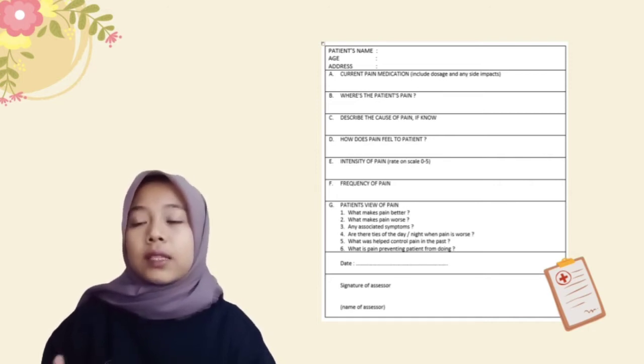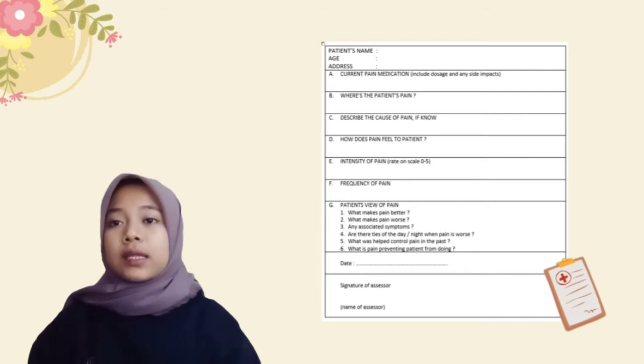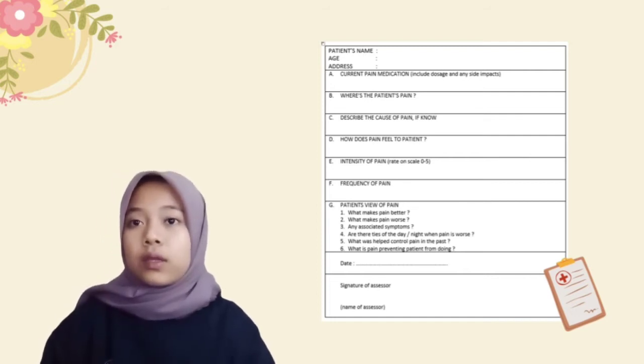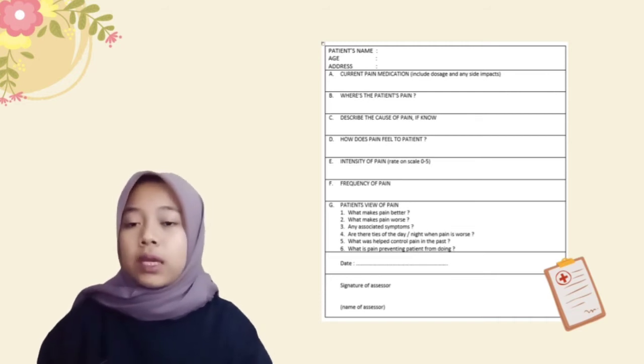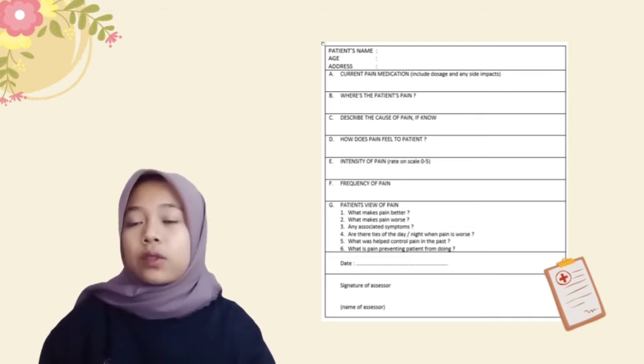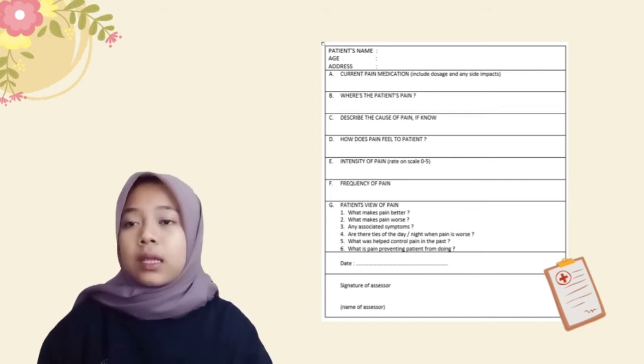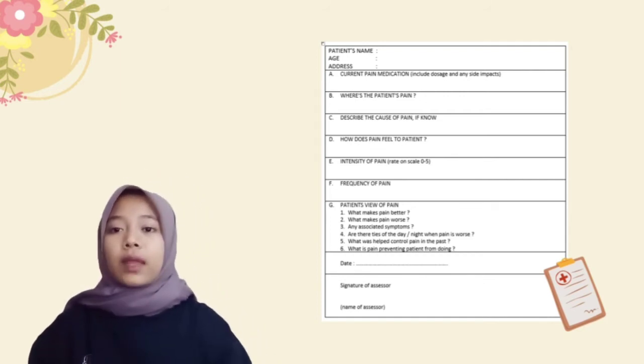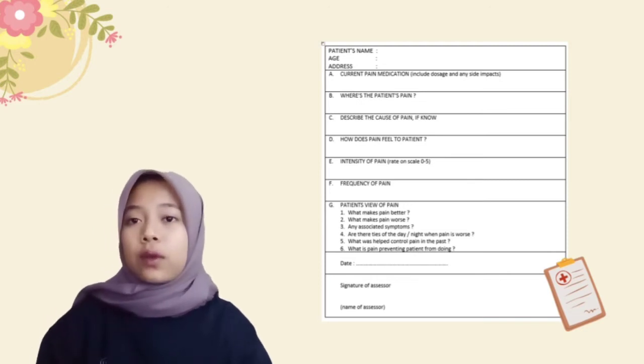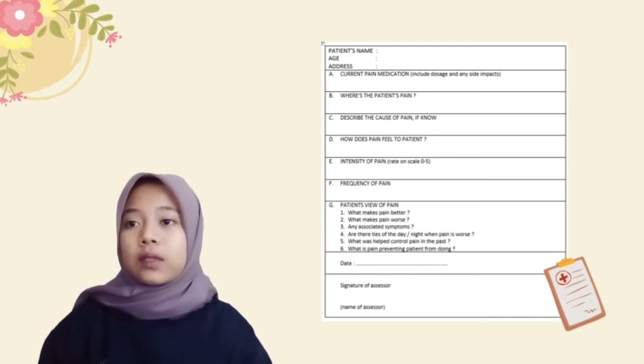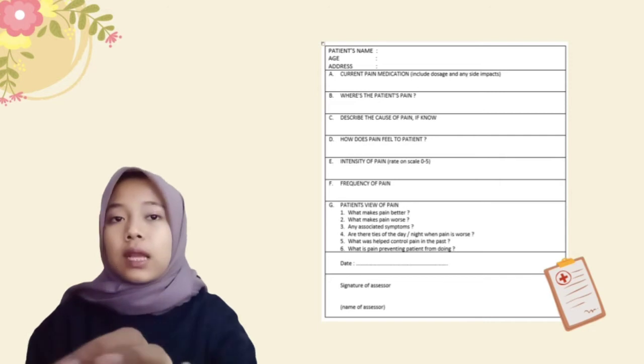There are 6 aspects in it. Something that makes the pain better or worse, pain-related symptoms, day or night timing of the pain, something that controlled the pain in the past, and the last one, does the pain prevent the patient from being active. Next, the 9th row contains the date of inspection, and the last row contains the signature of the assessor.